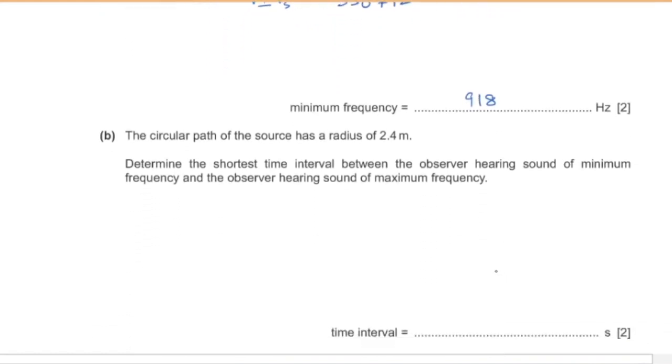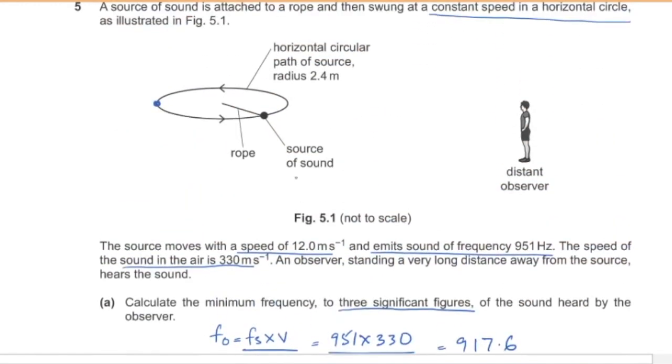Part B, the circular path of the source has a radius of 2.4 meters. Determine the shortest time interval between the observer hearing sound of minimum frequency and the observer hearing sound of maximum frequency. So this is the point where the observer will be hearing a minimum frequency, and here is where this observer will hear a maximum frequency. So the distance between the minimum frequency point and the maximum frequency point is going to be half the circumference of the circle being covered.